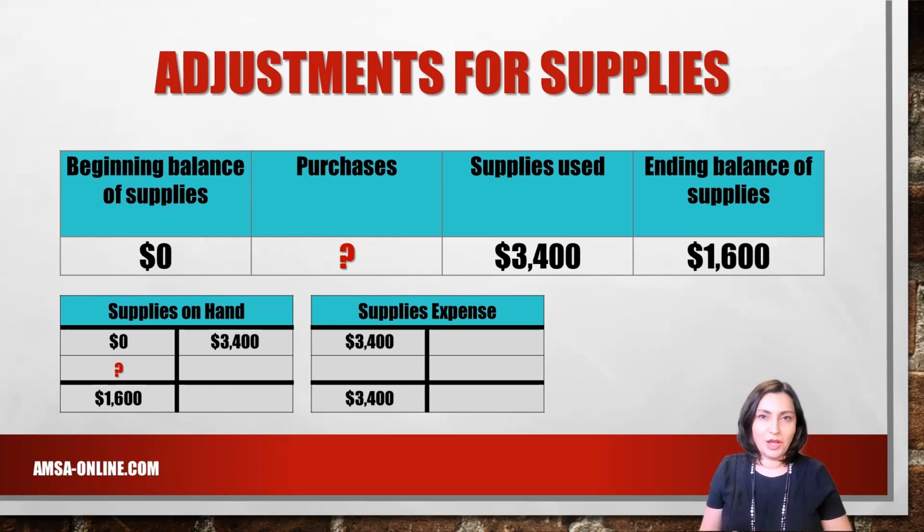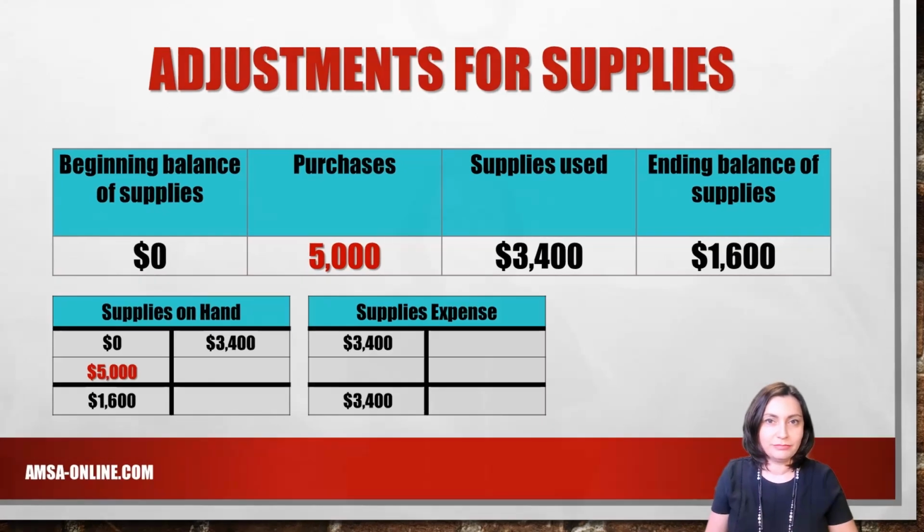This is how the T accounts look for this example. The beginning and ending balances of the supplies on hand account are on the left or debit side, and $3,400 of supplies used is on the right or credit side of the supplies on hand account, as it decreases the account. Purchases increase the balance in the supplies on hand account. Therefore, we record $5,000 on the left or debit side of the supplies on hand T account.